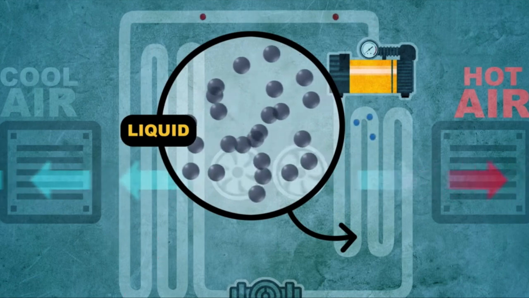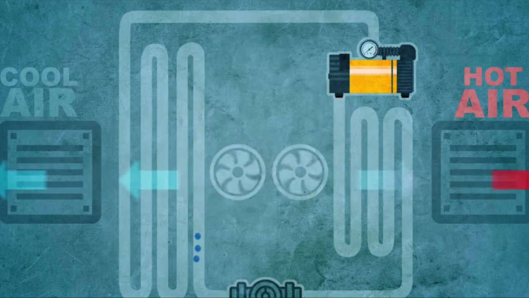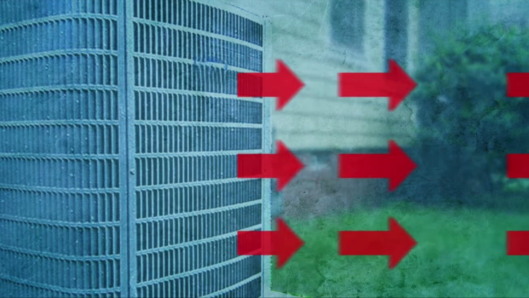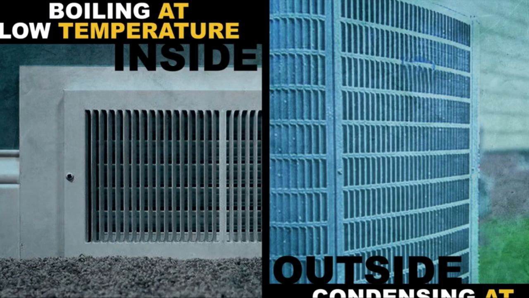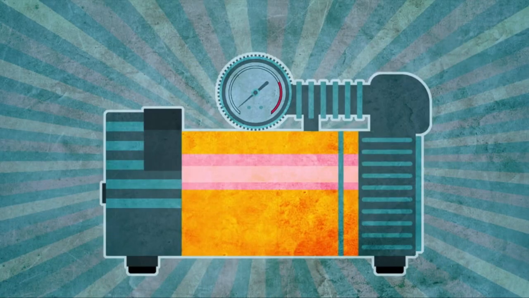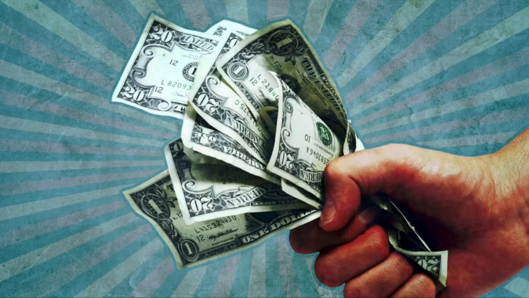As it condenses, the refrigerant loses heat to the air around it, which another fan blows outside, where it's already all sticky anyway. Which is a neat trick, boiling something at a low temperature and then condensing it at a high one. Nothing in thermodynamics is free, and the compressor needs energy to do the work of compressing the refrigerant, which may explain your power bill in July.